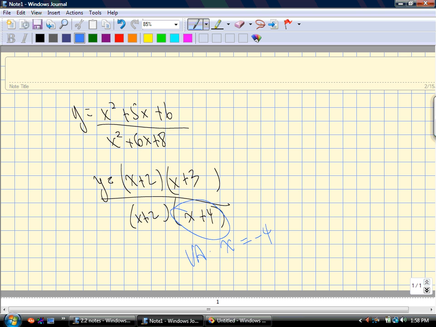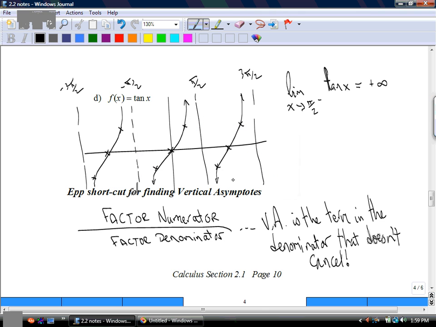That's all it is. Factor the top, factor the bottom. The one that doesn't cancel in the bottom is the vertical asymptote. If both don't cancel, then there are two vertical asymptotes. If one does cancel, today's word, it's a hole. Okay? Flip the page.